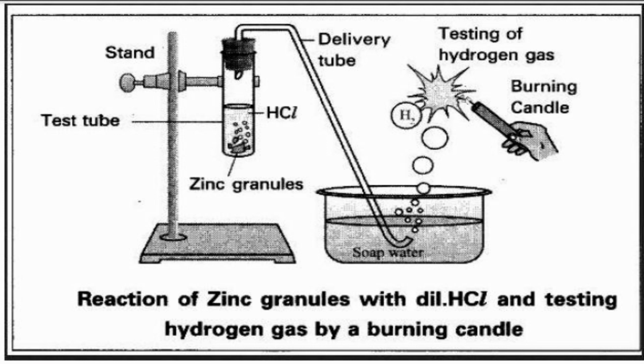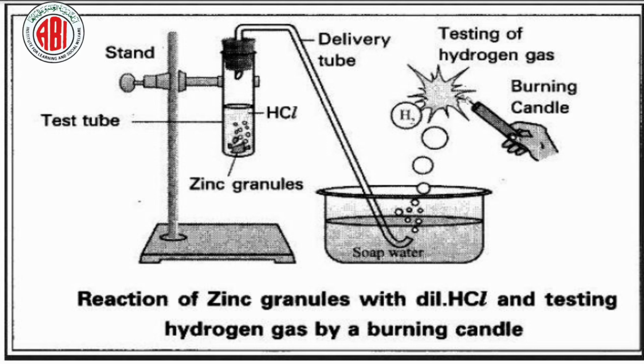As you can see in the diagram, we have a stand. After the stand we have a delivery tube, okay? After the delivery tube we have one boiling tube, that is a test tube, and after that we have one beaker, and we have a candle, and we are burning that candle and it gives the pop sound. This diagram can be understood by the labeling only; no need to explain it in more detail. We have kept normal water only, that is soap water, okay?